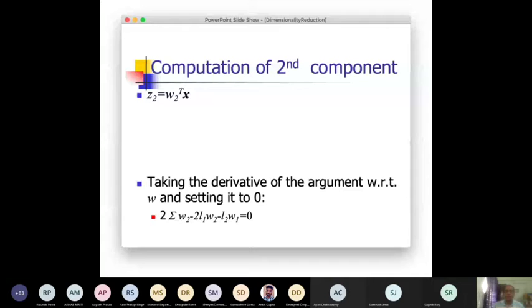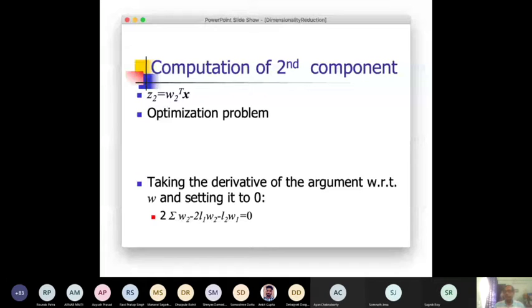Now, if I go for the computation of the second component, we will be imposing another additional constraint. Once again, we are trying to maximize variance, but now we have an additional constraint that W2 should be orthogonal to W1 also. One thing is that W2 should be a unit vector. That is the first constraint. Second, W2 should be orthogonal to W1, which is the direction of the first component.